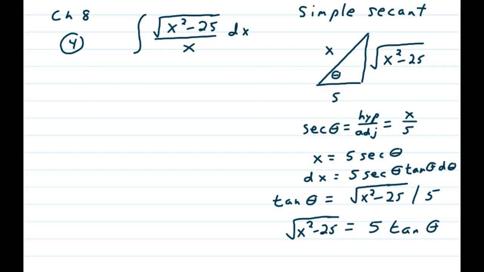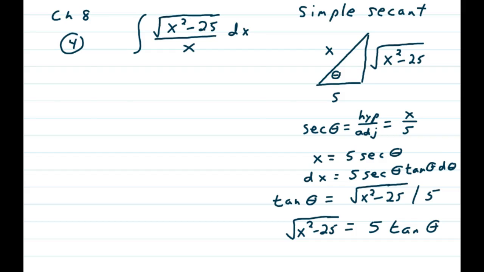Now eventually I'm going to have to replace dx with something. So if I multiply both sides by 5, I get the piece of algebra x is equal to 5 secant of theta. Then I take that derivative, using substitution, to get dx is equal to 5 secant theta tan theta d theta.